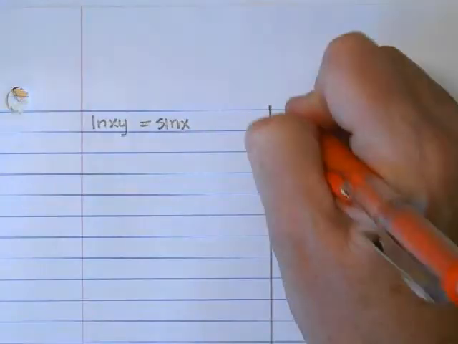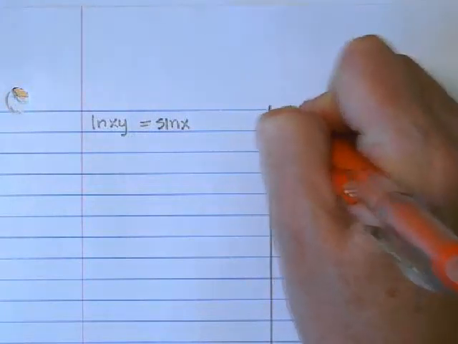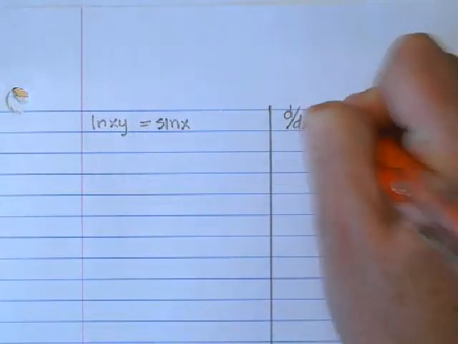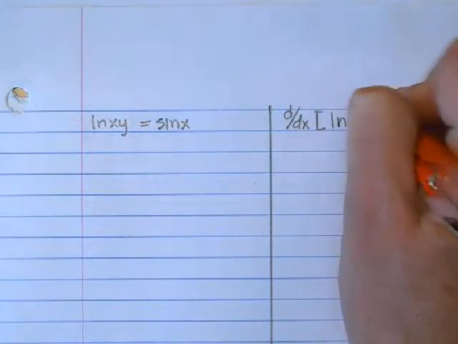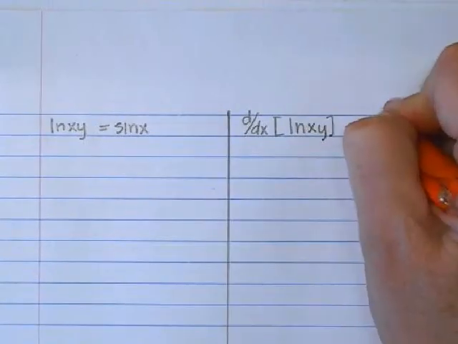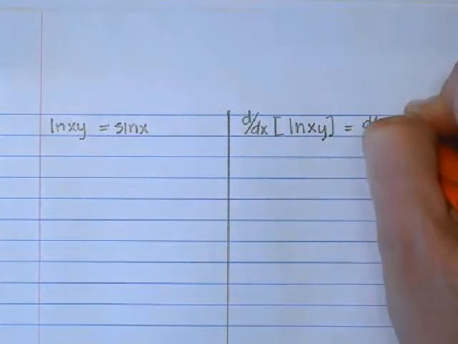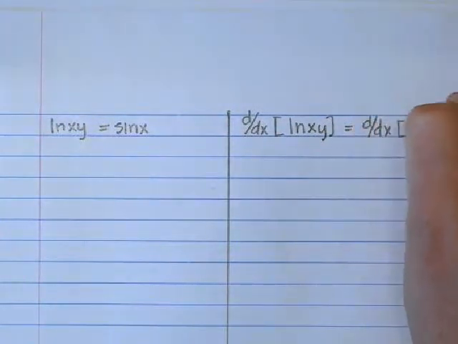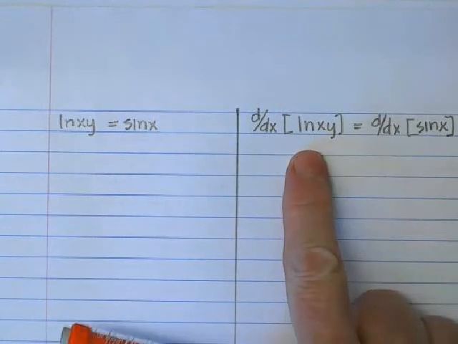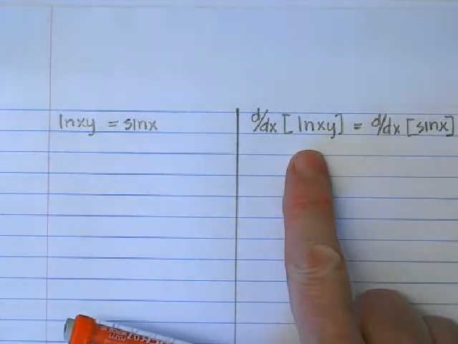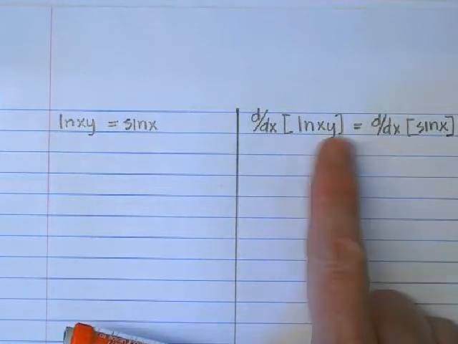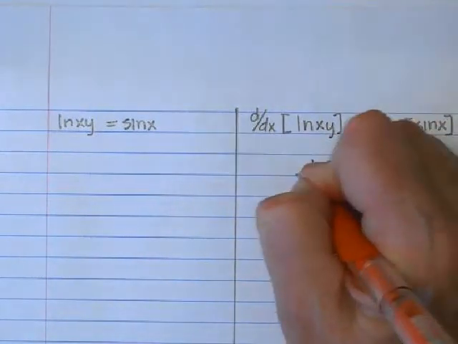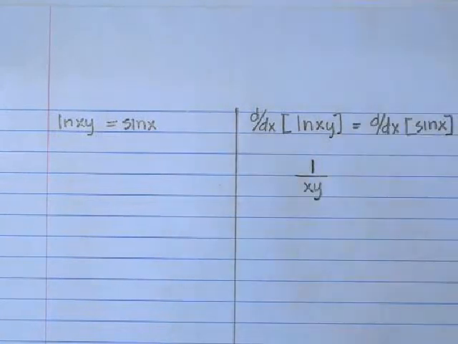Okay, so let's do d/dx of natural log of xy equals d/dx of sine x. Okay, so the mother function is the natural log of x. Well, the derivative of natural log of x would be 1 over x, but we have to leave the baby in. Okay, 1 over xy, but now we have to differentiate the baby.